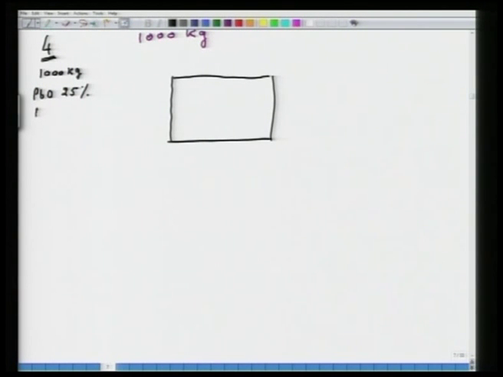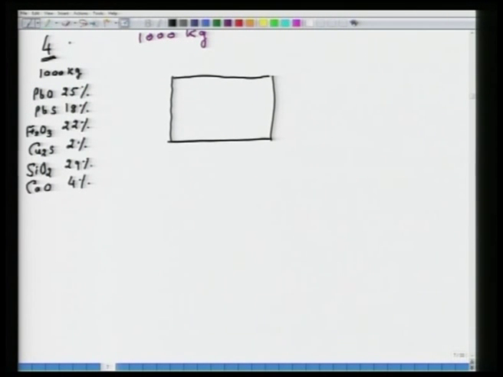PbO 25%, PbS 18%, Fe2O3 22%, Cu2S 2%, SiO2 29%, and calcium oxide is 4%. That is the ore. Now, coke: this is a lead ore. Coke is 160 kg, and here carbon is equal to 90%, and SiO2 is equal to 10%.